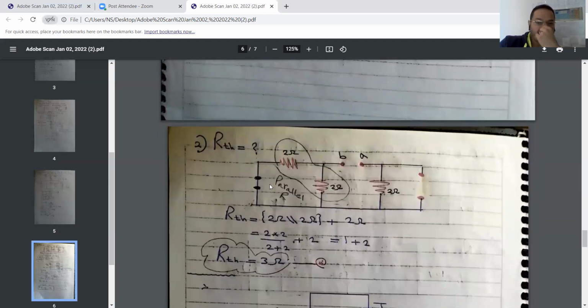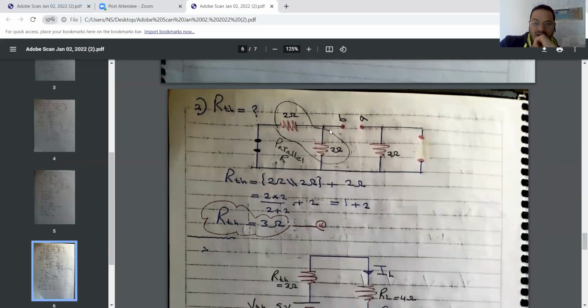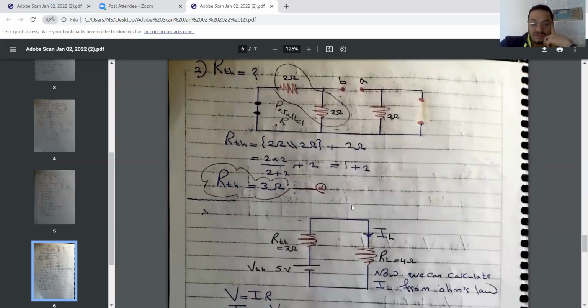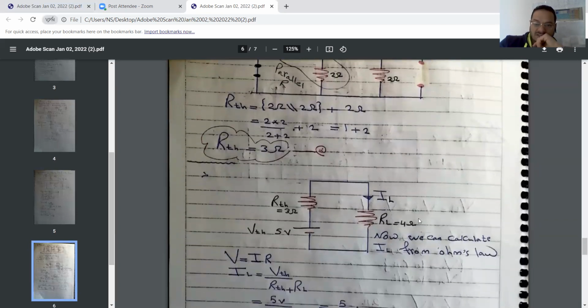Now let's calculate the Thevenin resistance by ignoring the current source and putting a short circuit instead of the voltage source. We have two parallel resistances. That means the Thevenin resistance will be 2 ohm plus 2 times 2 divided by 4, to be 3 ohms. Now we can draw the Thevenin circuit by putting the Thevenin resistance here near the Thevenin voltage on the same wire. And here the load is RL equal 4 ohm.